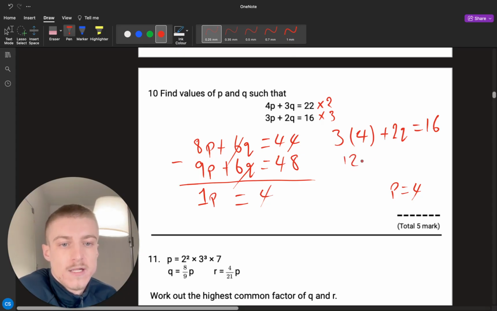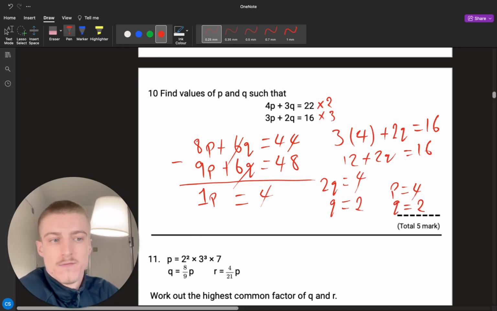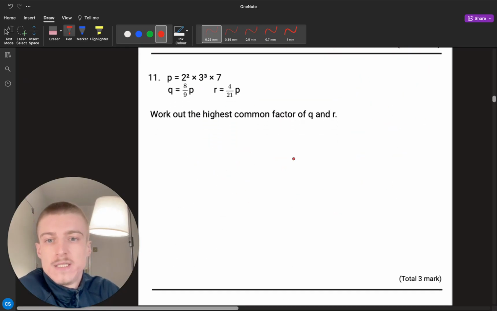So 12 plus 2q is 16. 2q is equal to, let's take 12 from both sides, we've got 4. 2q is 4, 1q is 2. So p is 4 and q is 2. Fantastic. Okay, question 11. Work out the highest common factor of q and r.